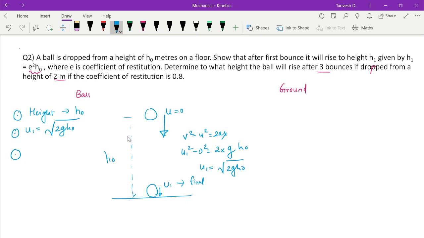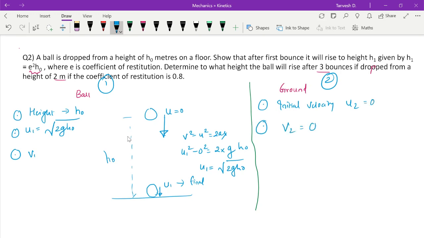The velocity after impact of the ball is v1, which we do not know and have to find. Similarly, in the case of the ground, let's say this is object 2 and this is object 1. The initial velocity u2 is 0, because the ground is not going to move. The final velocity v2 is also 0. So we have u1, v1, u2, v2, and out of these only v1 is unknown.